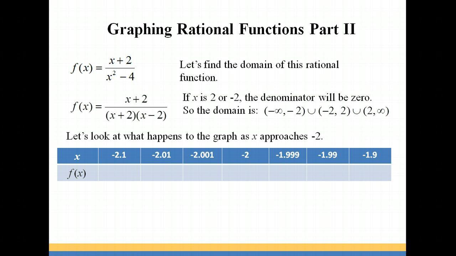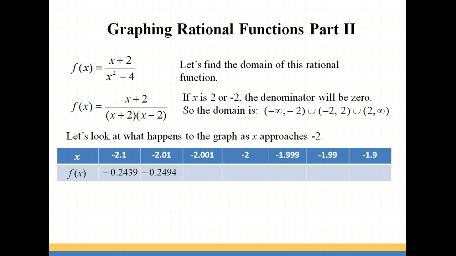Whenever you have an undefined value for your function, you want to check what happens to the graph as x approaches that undefined value. So in this case, we want to see what happens to our graph as x approaches negative 2. We're going to start on the left side of negative 2 at negative 2.1. I plug negative 2.1 into the function and my output value was negative 0.2439.